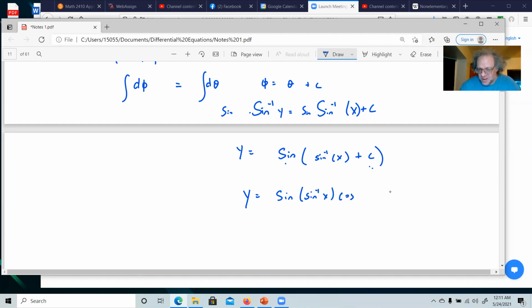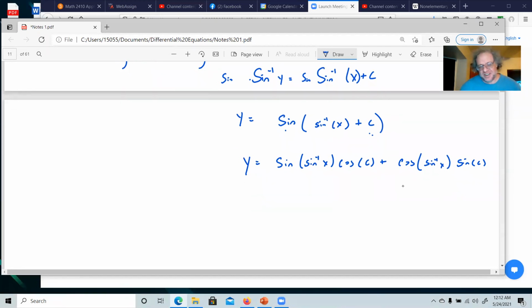So sine cosine, I should have changed that, plus cosine inverse sine of x and sine c. Okay. I know you guys remember that. Let's see here. What were we doing with that? Oh, one of the givens, because this is actually an initial value problem. I neglected to tell you that. But our initial value here is that y of 0 is equal to 1/2. Okay, so we actually have to solve for c as we're doing this.